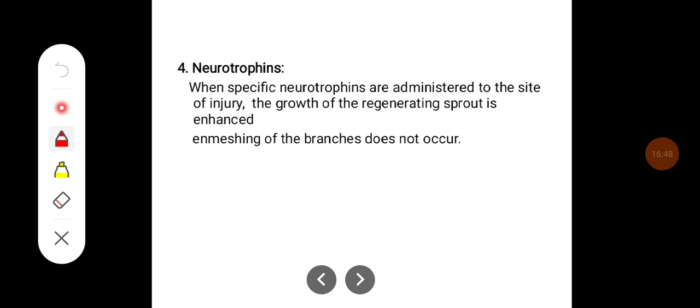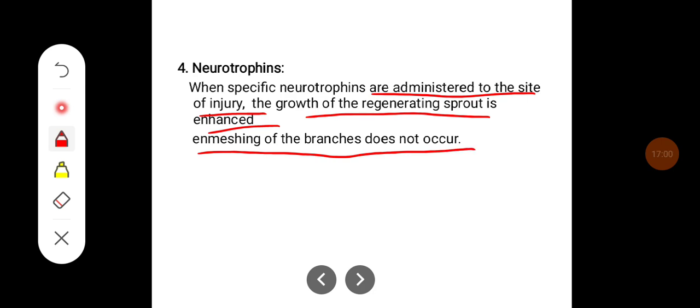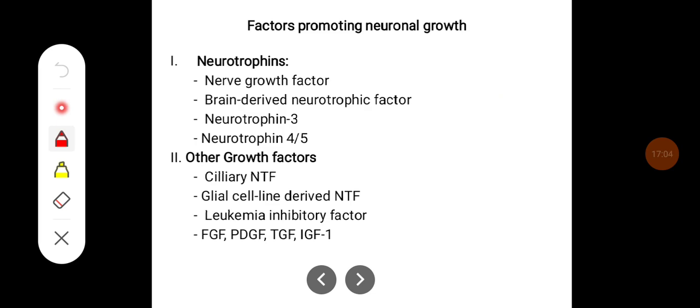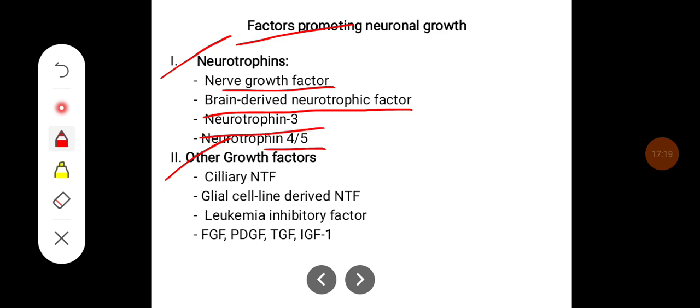Then it all depends on neurotrophins. When specific neurotrophins are administered to the site of injury, the growth of the regenerating sprout is enhanced, and enmeshing of the branches does not occur because of the neurotrophins. Some of the factors which promote neuronal growth are neurotrophins and other growth factors. Neurotrophins are nerve growth factor, brain-derived neurotrophic factor, and neurotrophin 3, 4, and 5, whereas there can be ciliary neurotrophic factor, glial cell derived neurotrophic factor, leukemia inhibitory factor, and factors like FGF, platelet derived growth factor, transforming growth factor, and insulin-like growth factor 1. They play an important role in promoting neuronal growth.